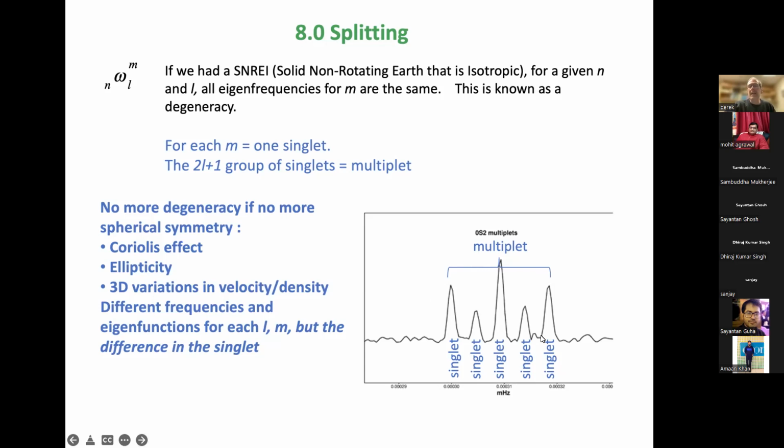So if I had an SNREI Earth, all these singlets would collapse into the central wave function. However, due to this non-symmetry in the Earth, each M value creates a slightly different frequency.